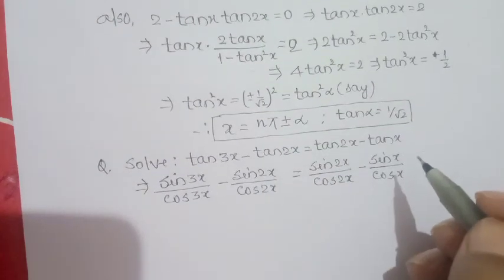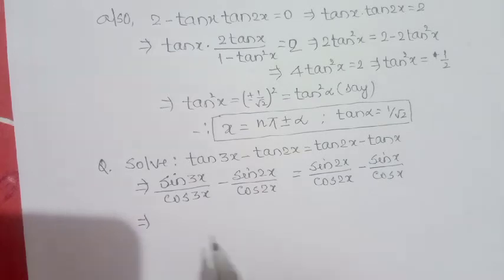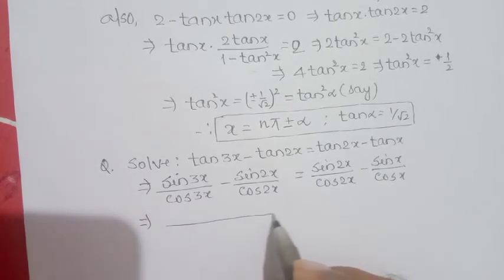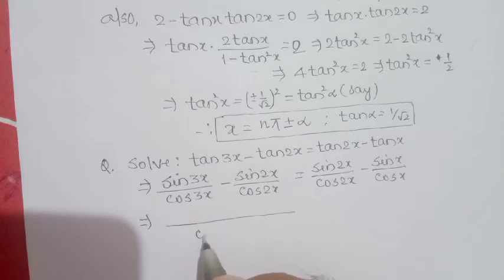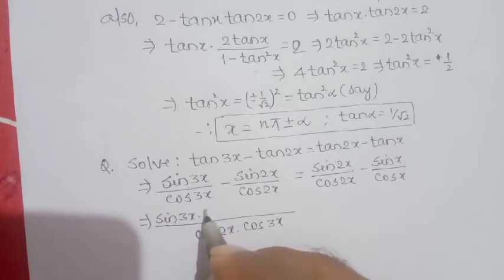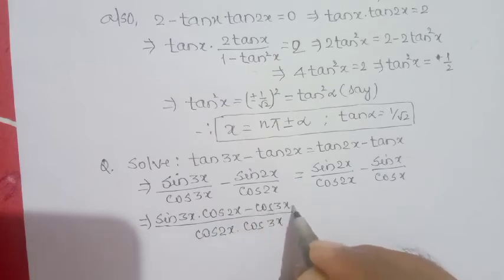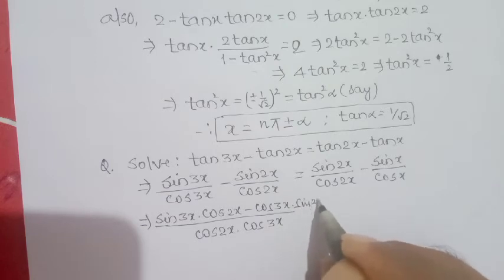Take out LCM from both sides. So on the left side the LCM should be cos 2x into cos 3x, and the numerator should be sine 3x into cos 2x minus cos 3x into sine 2x.